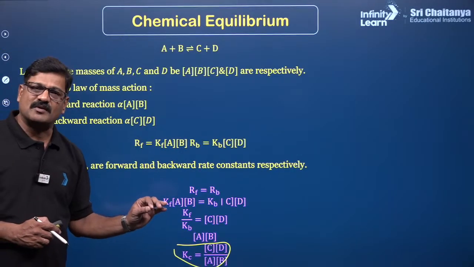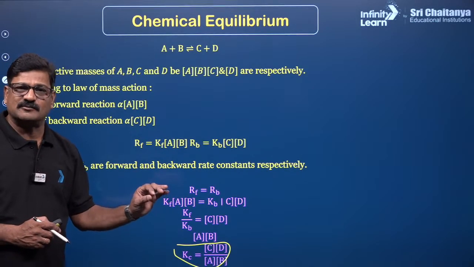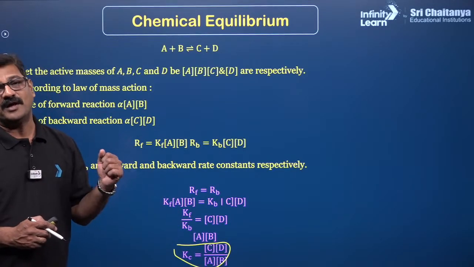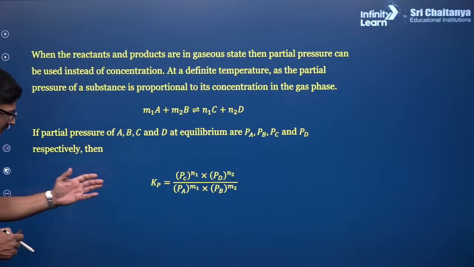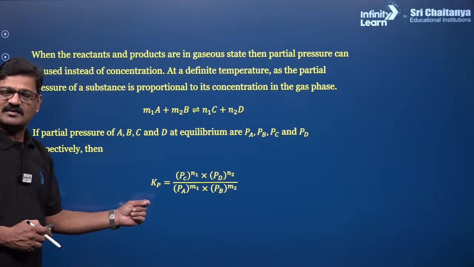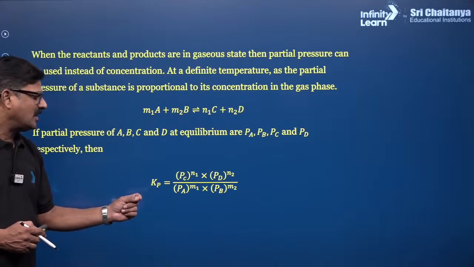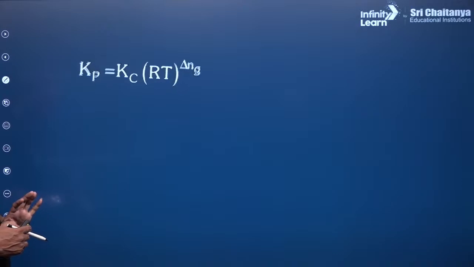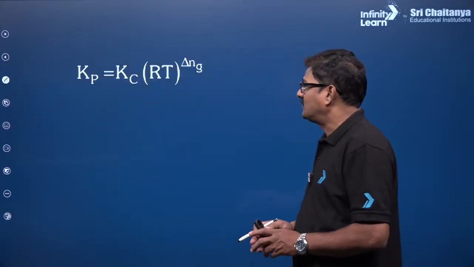So the equilibrium constant at molar concentration level is called Kc, and at partial pressure level is called Kp. So the equilibrium constant in terms of partial pressure is called Kp, and it is given like this. And how are Kc and Kp related? Kp is equal to Kc (RT) to the power delta n.